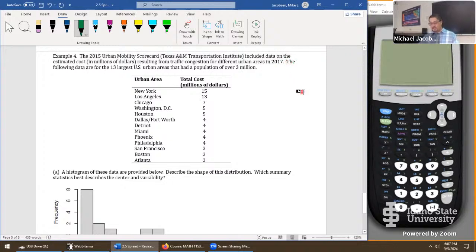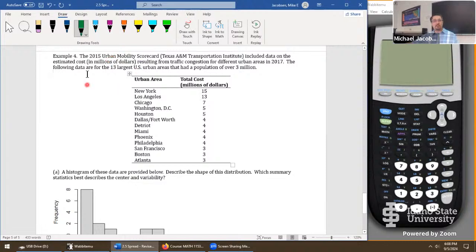Must have been something along those lines. They say next, the following data are for the 13 largest urban areas that had a population over 3 million. So these are the largest urban areas. New York, Los Angeles is definitely up there. I would have thought San Diego, there's big cities. But yeah, San Francisco at least made it on there. San Diego's humongous. But these are the 15 largest, as it was in either 2017 or 15.